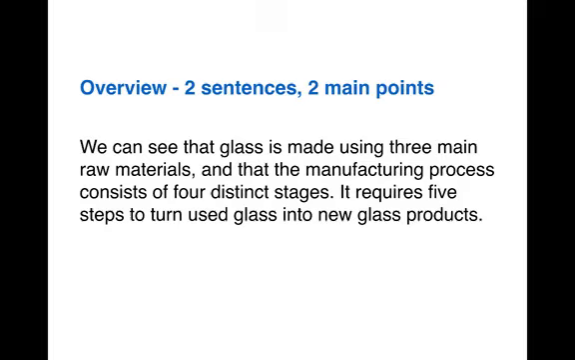It requires 5 steps to turn used glass into new glass products. You can see there 2 sentences. In the first one I've talked about glass production and the materials, and in the second sentence I've talked about the steps in glass recycling. And that's my overview finished. And now we can go on to the details paragraphs 3 and 4.